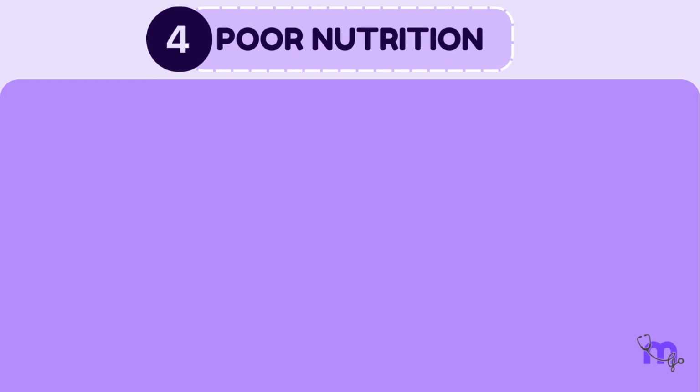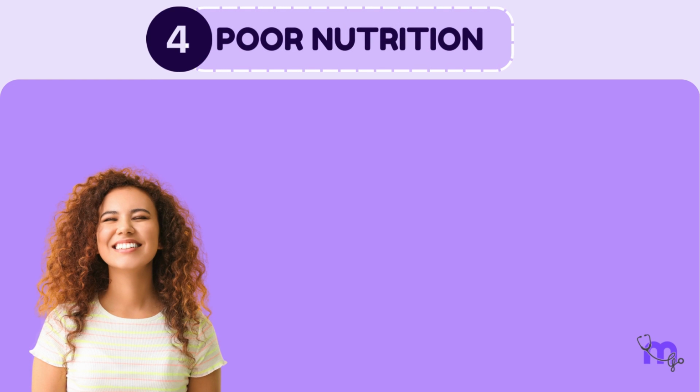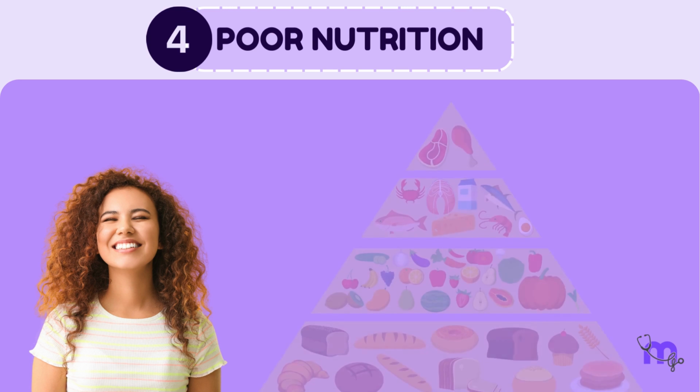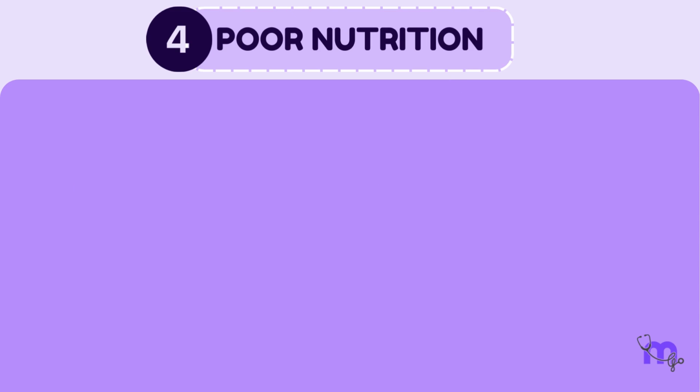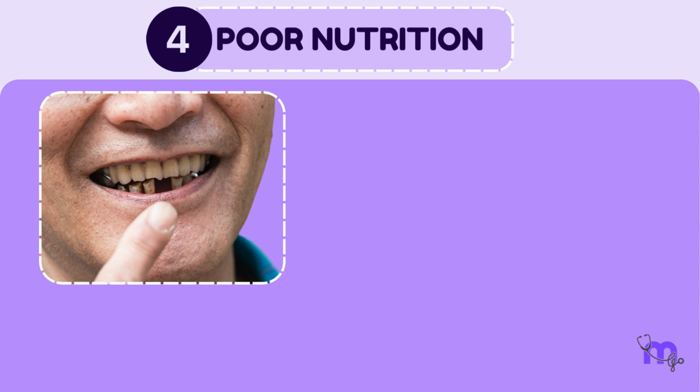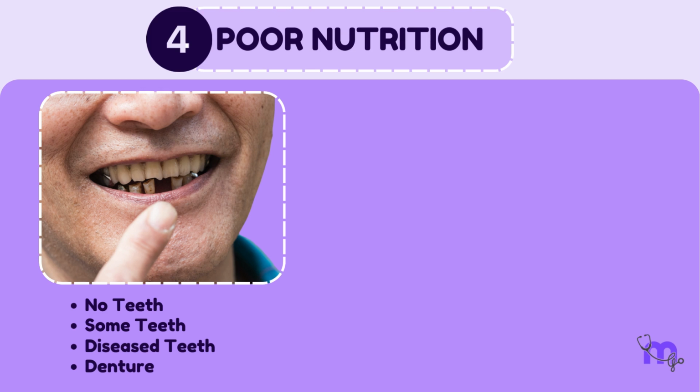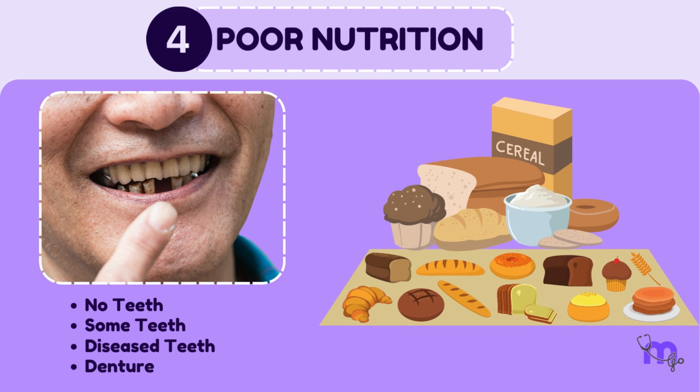Let us take the example of an adult with intact, healthy teeth who can eat anything he wants and has a wide spectrum of nutritious food to choose from. On the other hand, an adult of the same age with no teeth, some teeth, diseased teeth, or dentures will have to choose a soft diet or easily chewable food groups that most commonly comprise of carbs. Who do you think will have a balanced diet?